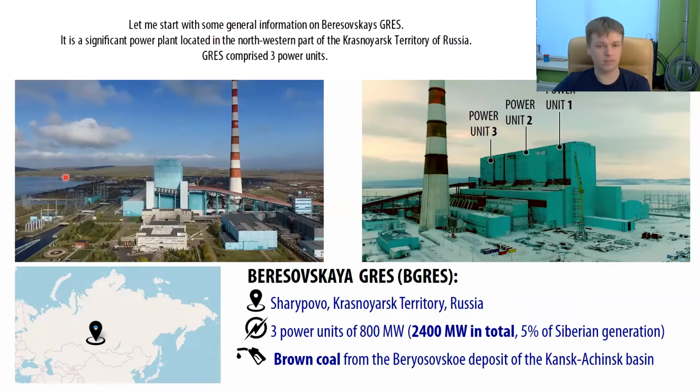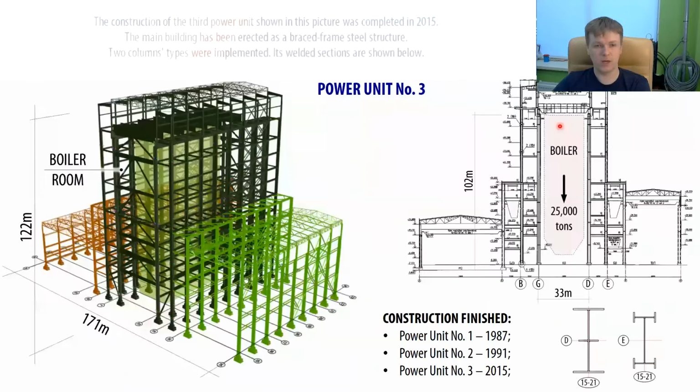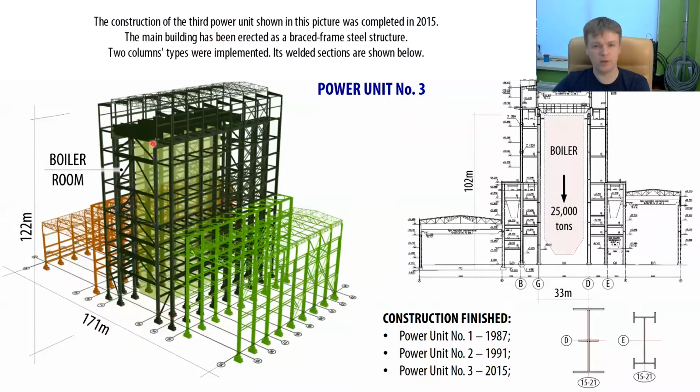It is a significant power plant located in the northwestern part of the Krasnoyarsk territory of Russia. The plant comprises 3 power units. The construction of the 3rd power unit shown in this picture was completed in 2015. The main building has been erected as a braced frame steel structure. 2 column types were implemented. Its welded sections are shown below.